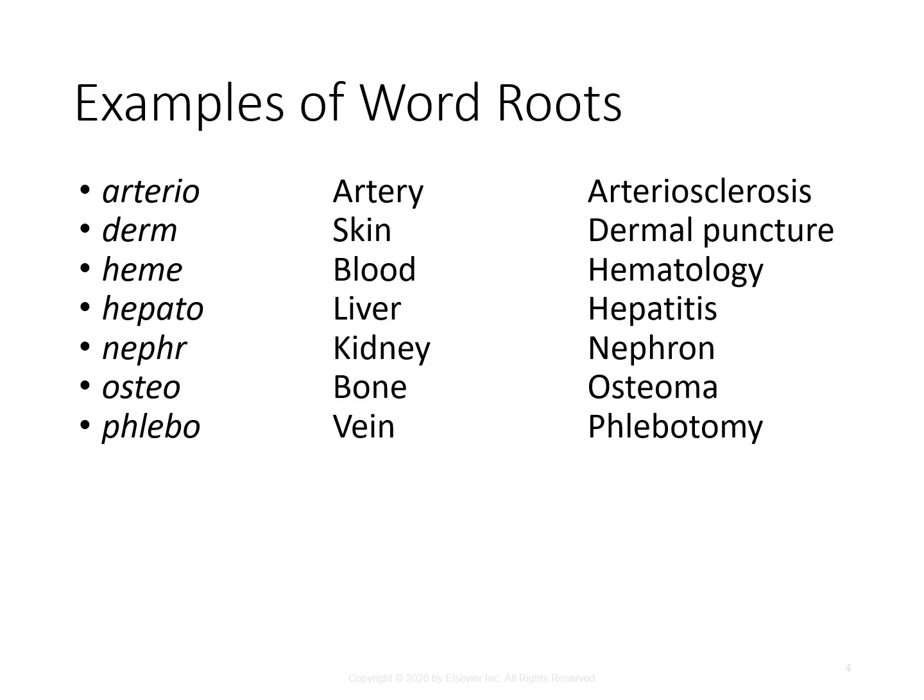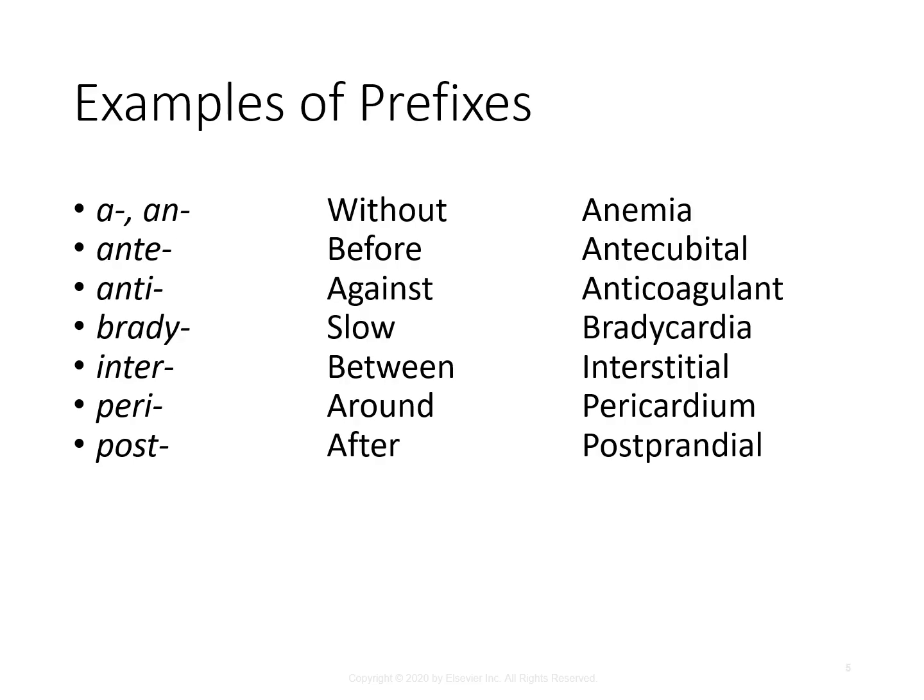So, examples of word roots. I will not read these to you as you can read, but I will point out the bottom one there where it says phlebo, which means vein, and that just kind of goes to phlebotomy. For a prefix example, we can talk about post, which means after. So postprandial means after eating.